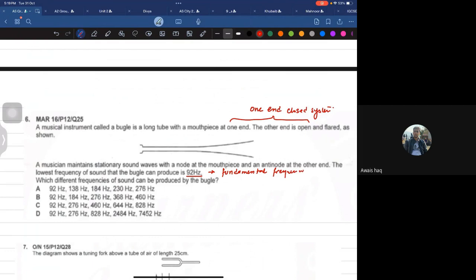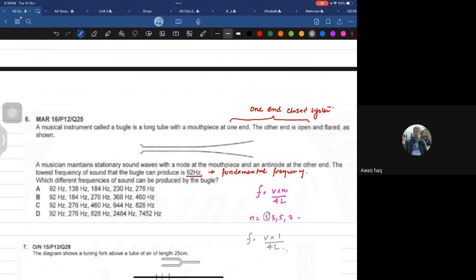Now, the moment I read this, I should remember the formula for the frequency. Because we want to find the frequency, we'll use V times N over 4L. And I also know that N is 1, 3, 5, 7, odd numbers. So for the fundamental, which means the very first frequency, N is 1, so F at the fundamental frequency will be V times 1 over 4L. Do you guys agree?